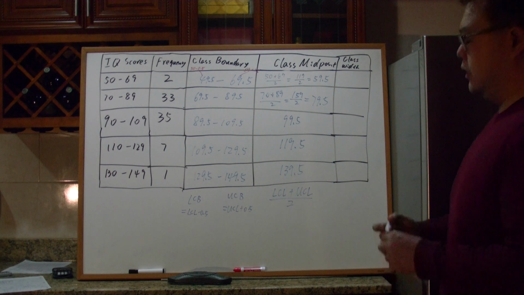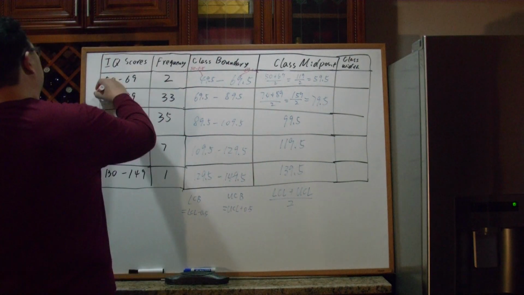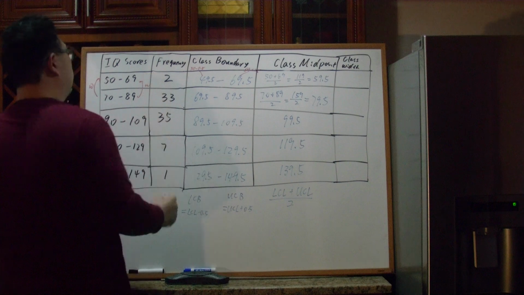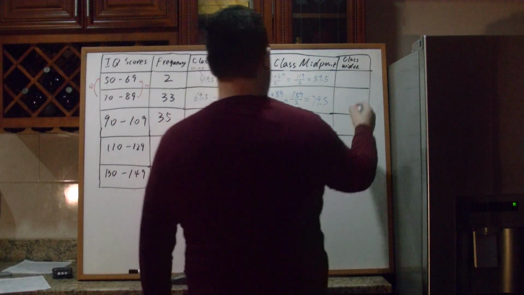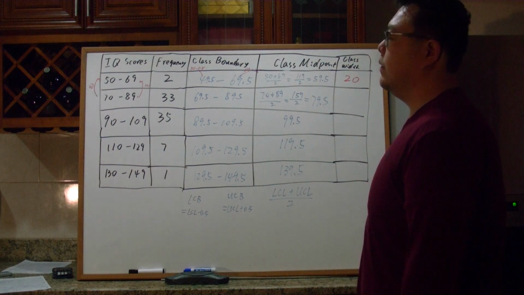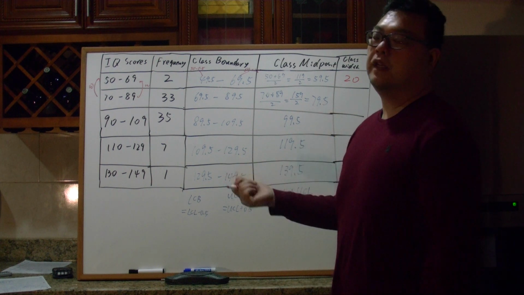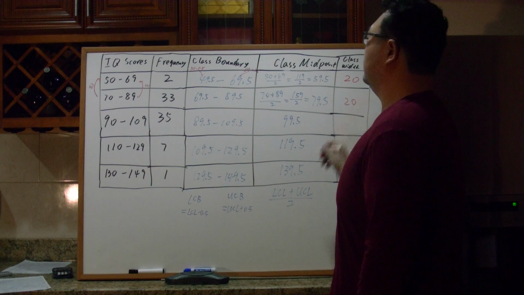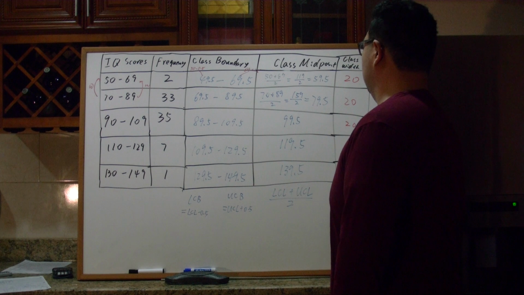And for the class width, we take the difference between two consecutive lower or upper limits, and we get a difference of 20. 70 minus 50 is 20, 89 minus 69 is 20. The class width should be equal in length, so the next class and every following class has a width of 20.